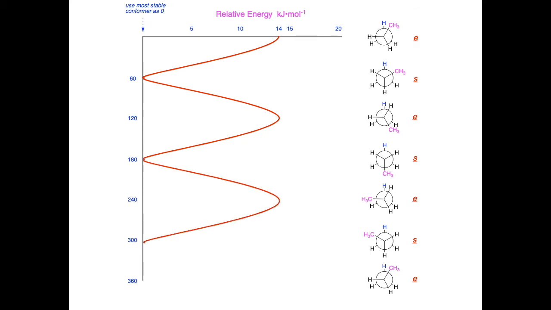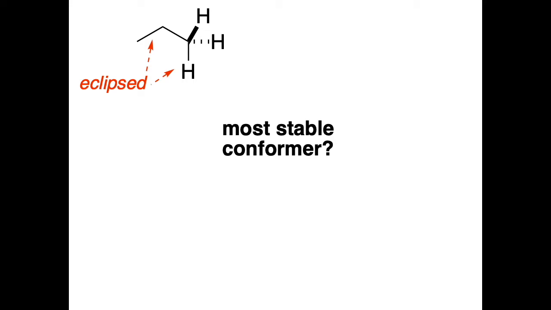Which one of these represents the most stable conformation? The first one? Because it's eclipsed. Right. That CH is eclipsed with this CC. I haven't drawn in the hydrogens in the second one, so it's harder. But is that staggered or eclipsed? I think it's eclipsed.